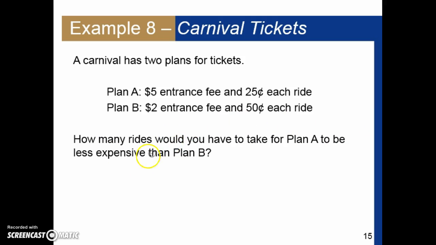So let's turn these words into math. We want Plan A to be less expensive than Plan B. It didn't say anything about being the same, so there's no equal sign. So I want to know if I have, we'll talk about Plan A here. Plan A has a $5 entrance fee and is charging 25 cents per ride. We'll call that R. We could call it X, we could call it anything. Plan B is charging $2 and then an additional 50 cents per ride.